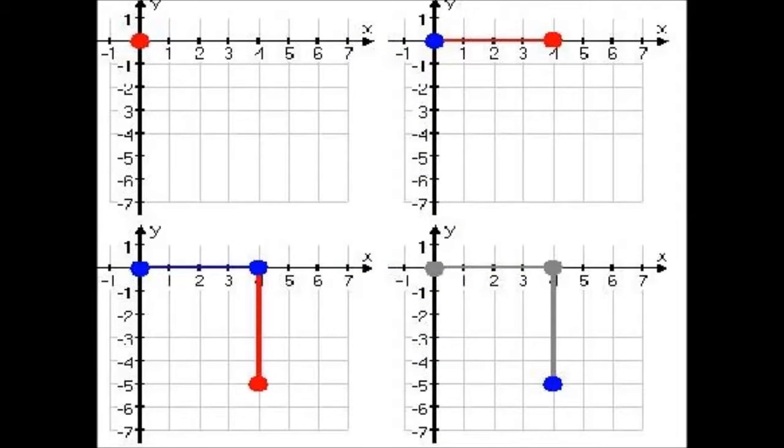I will start at the origin. Then I'll count over 4 units on the horizontal axis. Then I'll count down 5 units parallel to the y-axis and then draw a dot.